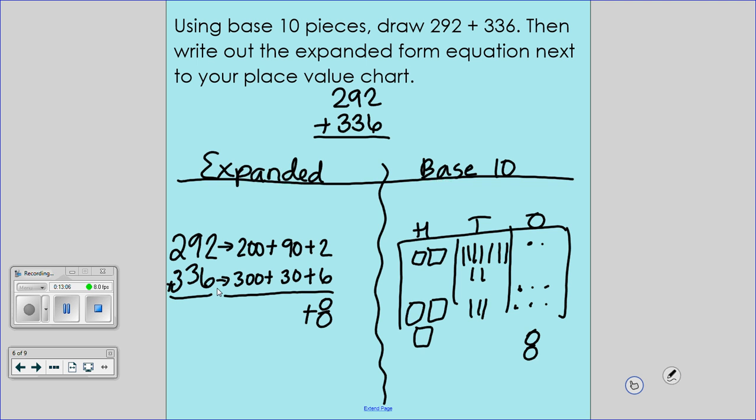Can I squish 12 tens down here? No. So what do I need to do, Santiago? Trade in how many? 10 tens. I gotta find my 10 tens, circle them, and then put them with the hundreds. How many tens did I have left over? 2. Alright, lots of drawing.